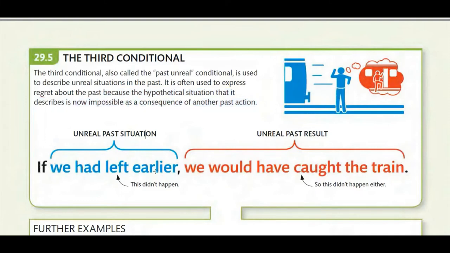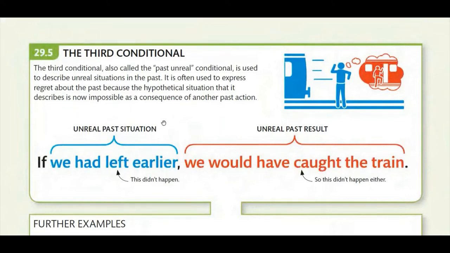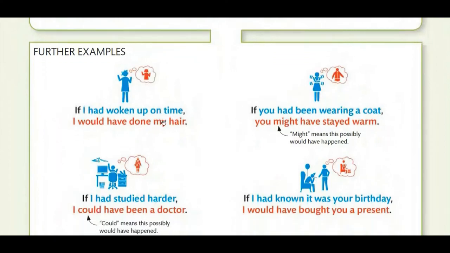If we had left earlier, we would have caught the train. So this is the unreal past situation. This is a situation and this didn't happen. If we had left earlier, but we were late. Unreal past result. So this did not happen either, we would have caught the train. Let's take further examples to understand it better.